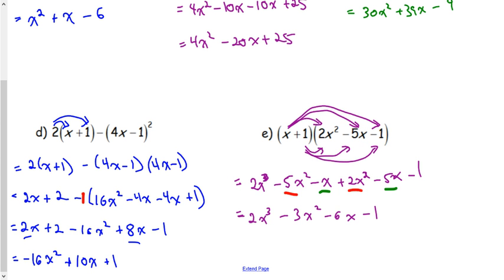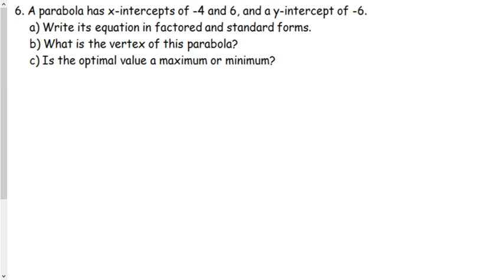Okay, let's keep going. Next one, what was that, number 5? Now we're on to number 6. A parabola has x-intercepts of negative 4 and 6, and a y-intercept of negative 6. Write its equation in factored and standard forms. What is the vertex of the parabola? Is the optimal value a maximum or a minimum? Okay, a little bit tricky.